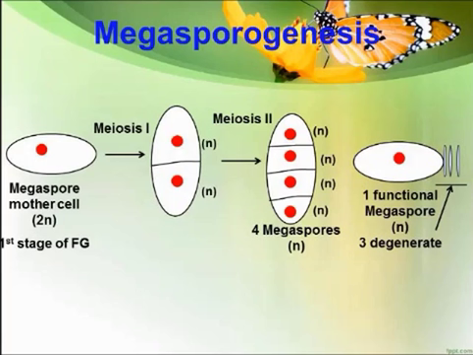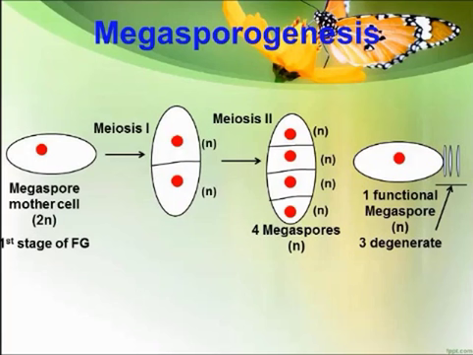Remember, this megaspore mother cell undergoes first meiotic division to form two haploid cells. In the second meiotic division, it produces next two haploid cells. Now, there are total of 4 haploid cells. These resulting 4 haploid cells are called megaspores. Out of 4 haploid megaspores, only 1 survives and the rest 3 degenerate.